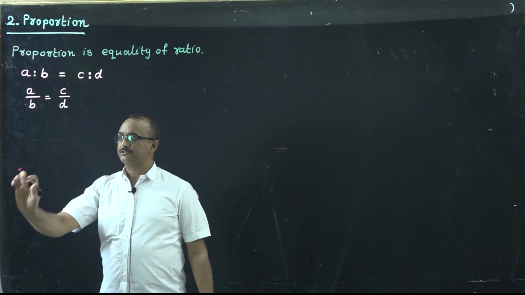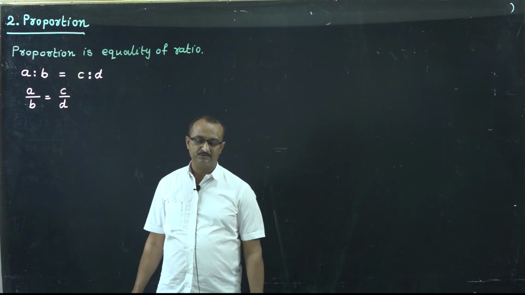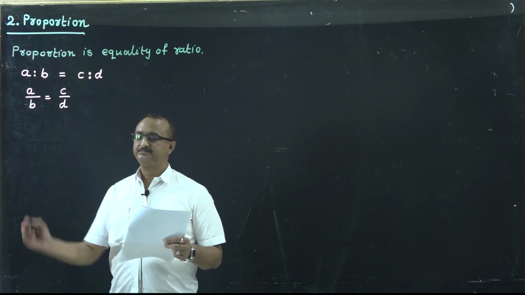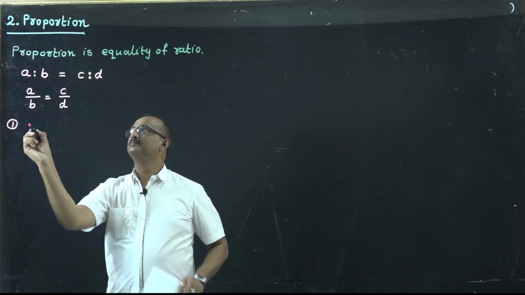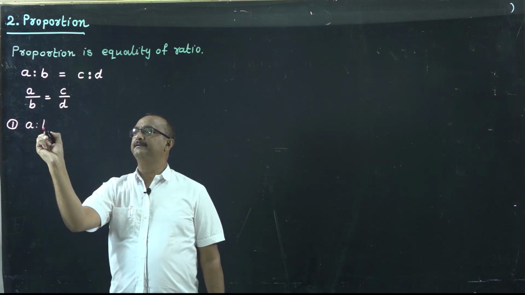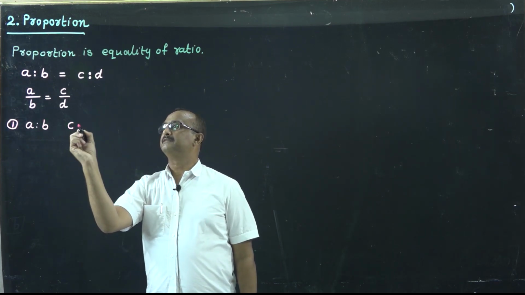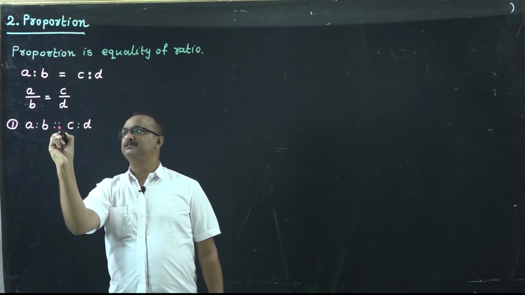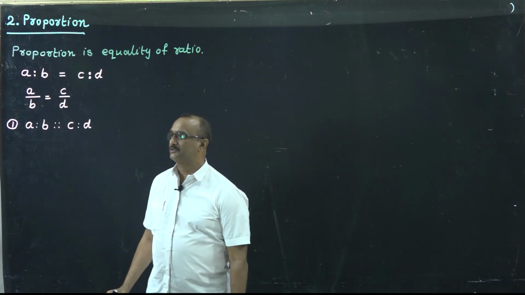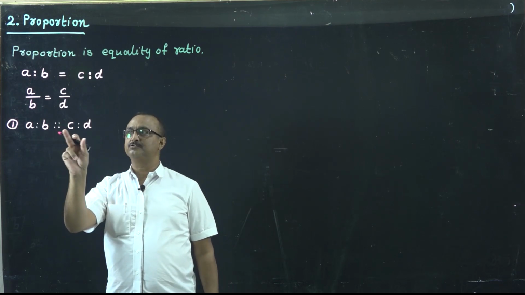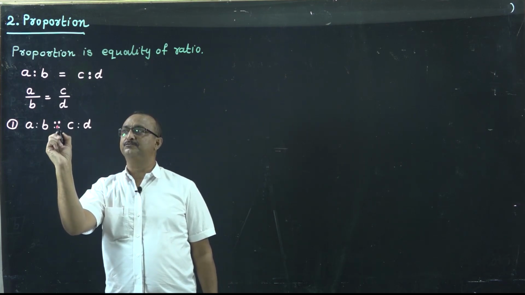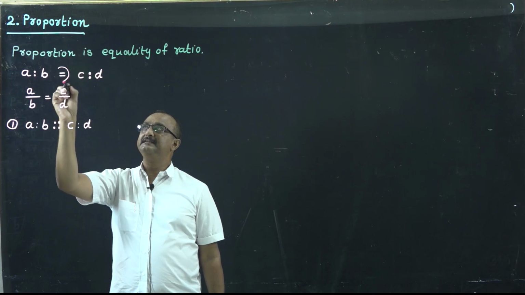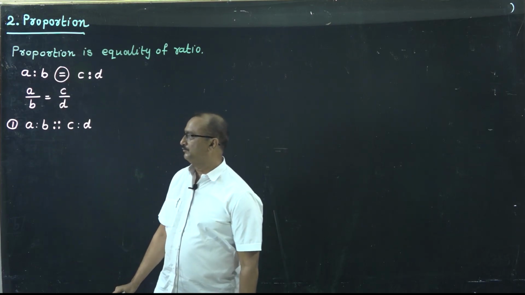Okay. So, now we are taking some technical terms used in proportion. First, A is to B, C is to D. If A is to B is in proportion to C is to D, it can also be represented by these four dots. It is nothing but only equal to.